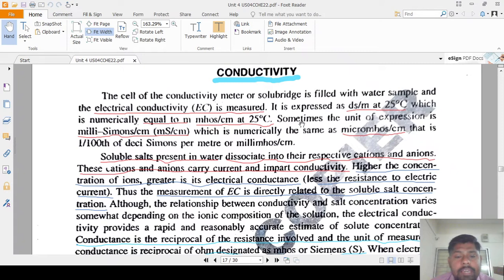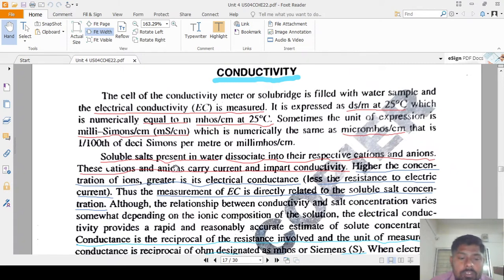Sometimes the unit of expression is millisiemens, that is mS. dS means decisiemens, mS means millisiemens per centimeter, which is numerically equal to the micromho per centimeter.